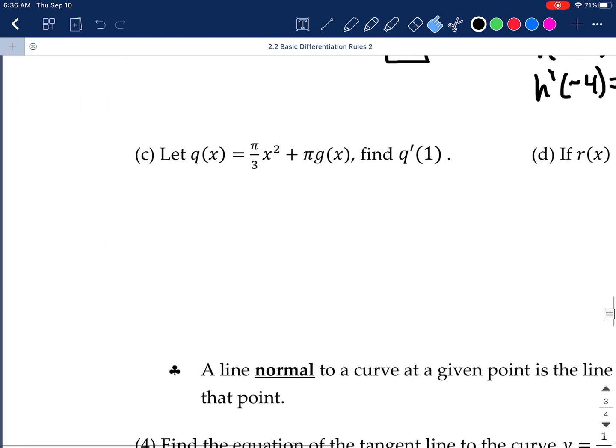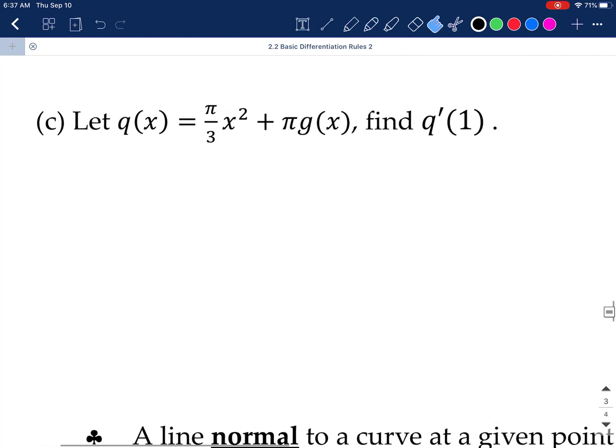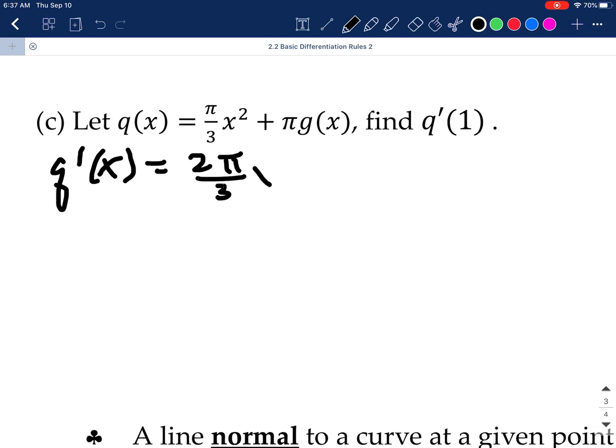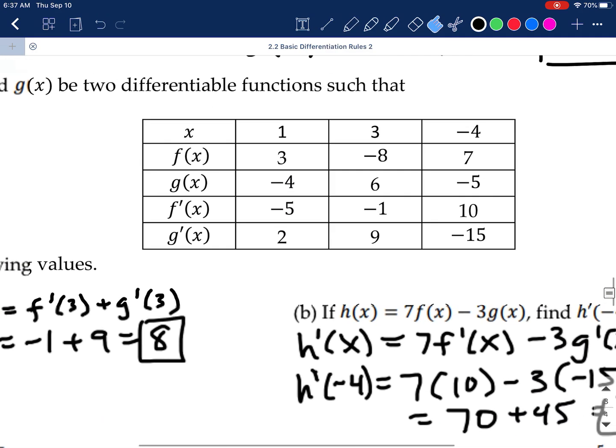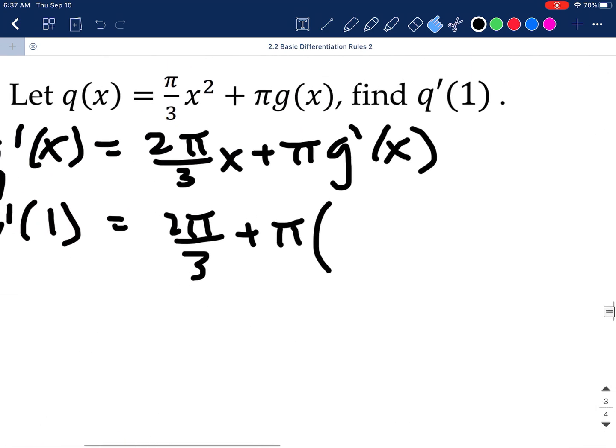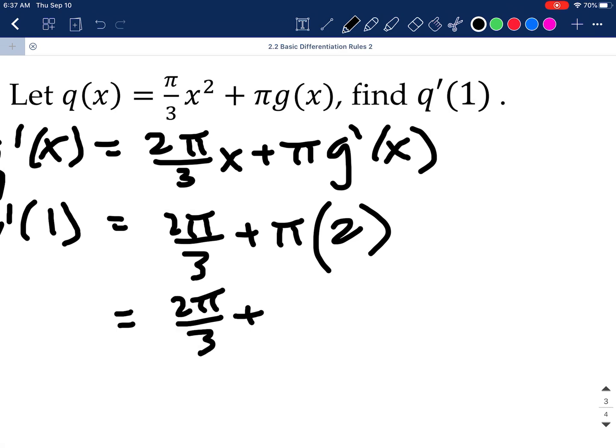All right. So then we've got q of x, which is a combination of a quadratic function and g. So we'll do q prime of x, which is going to be 2 pi over 3 x using the power rule, plus pi g prime of x. So q prime of 1 is just going to be 2 pi over 3 plus pi times g prime of 1, which is 2. So we got 2 pi over 3 plus 2 pi, which over 3 is going to be 6 pi over 3. So our answer will be 8 pi over 3.